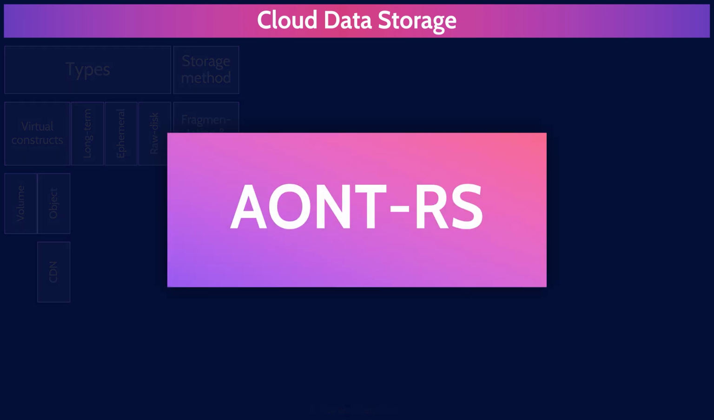AONT-RS, all or nothing transform with Reed Solomon, that rolls off the tongue nicely, combines two key technologies to both secure and make cloud data storage more resilient. All or nothing transform is a cryptographic transform that ensures that data is broken down into multiple fragments where each piece is essential. Without all of the pieces, no useful information can be retrieved, making data harder to attack. That's why it's called all or nothing. You need all the fragments back in order to reconstruct the data.